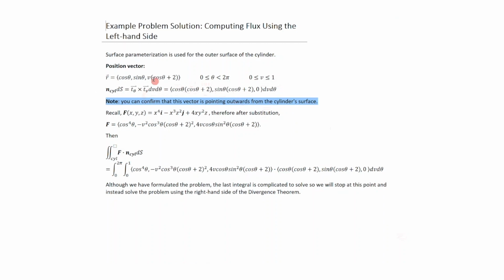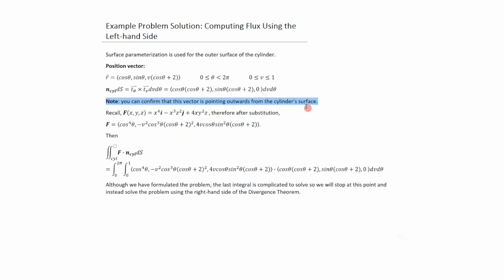All right. Okay, so for the cylindrical surface, we would just compute T theta cross Tv, dv d theta. And so the T theta cross Tv, you can go through that computation. You'll end up with an expression that looks like this. At this point, I leave some of these detailed calculations to you to convince yourself that this is what you end up with. You can also confirm that this vector is pointing outwards from the cylinder surface, which it should be.